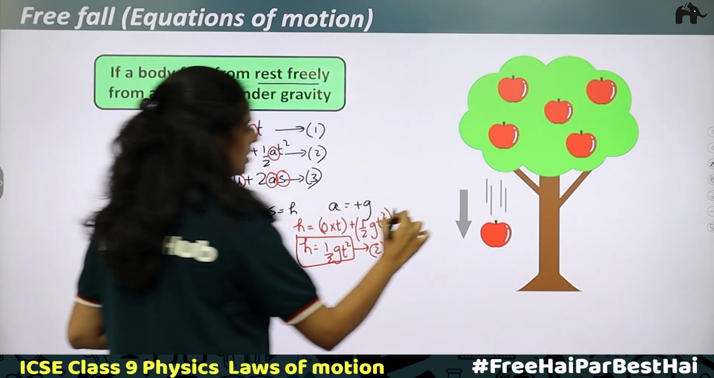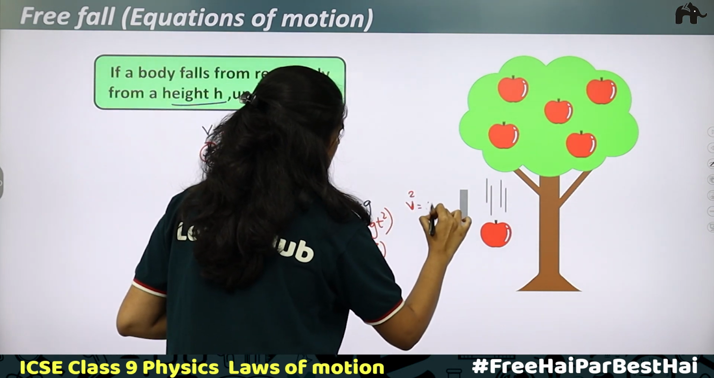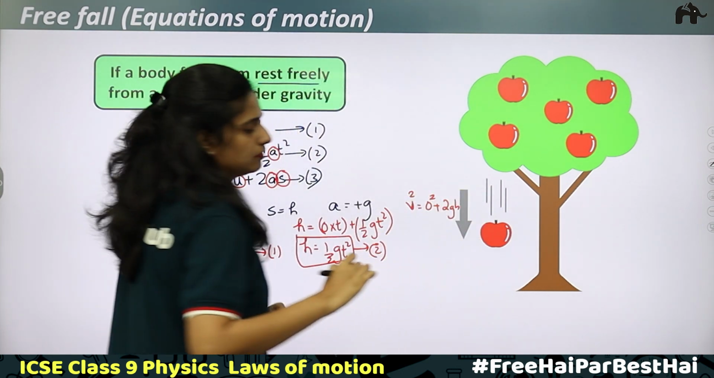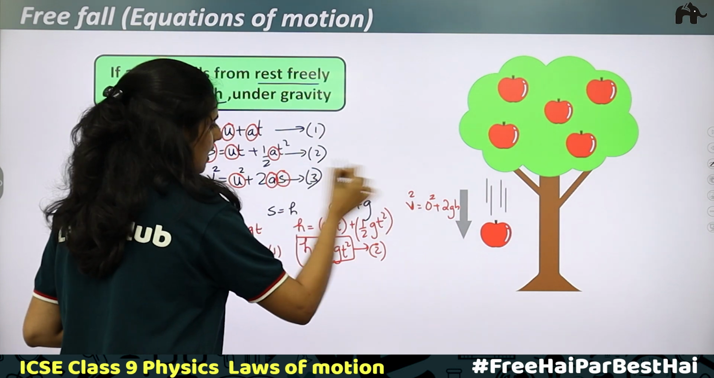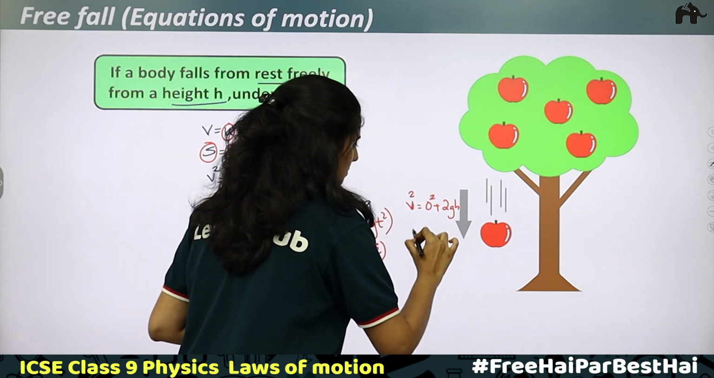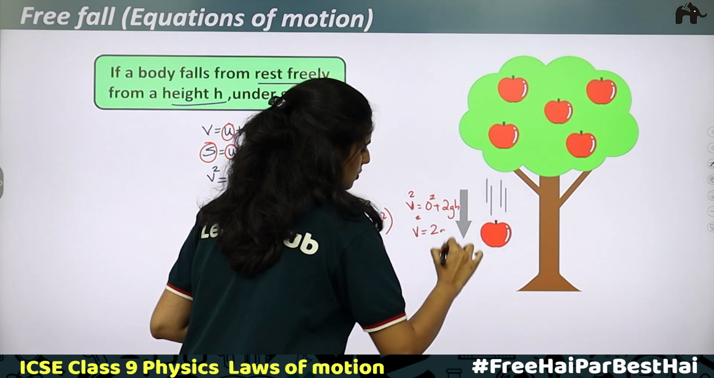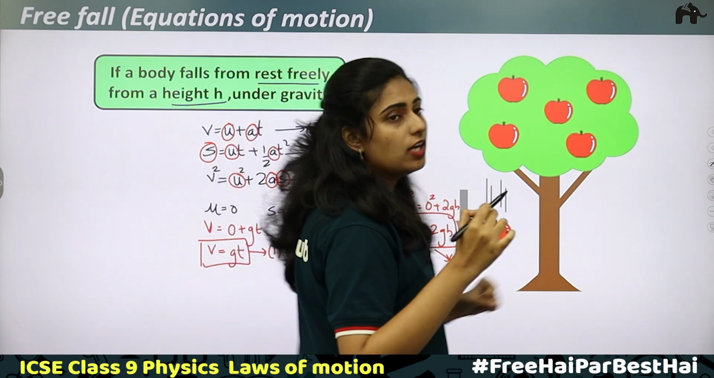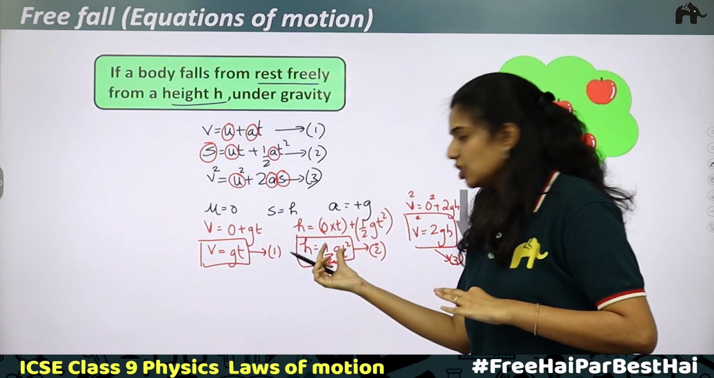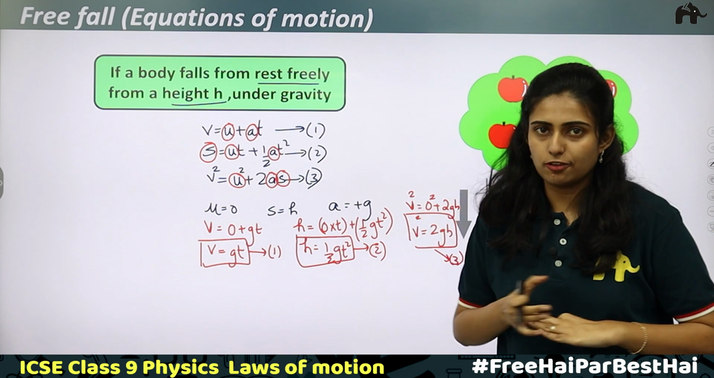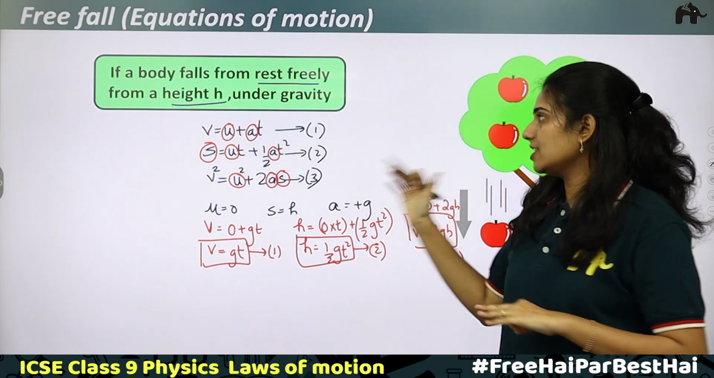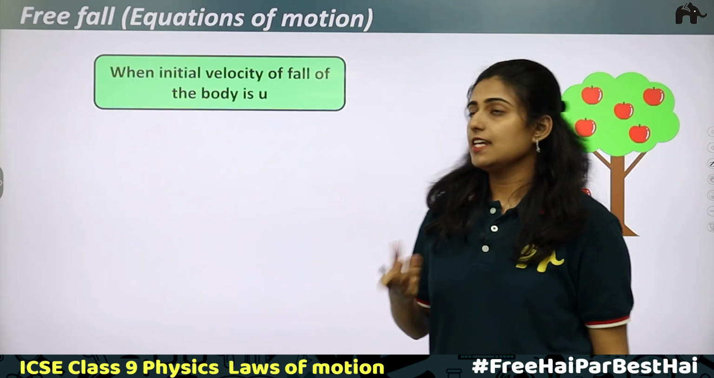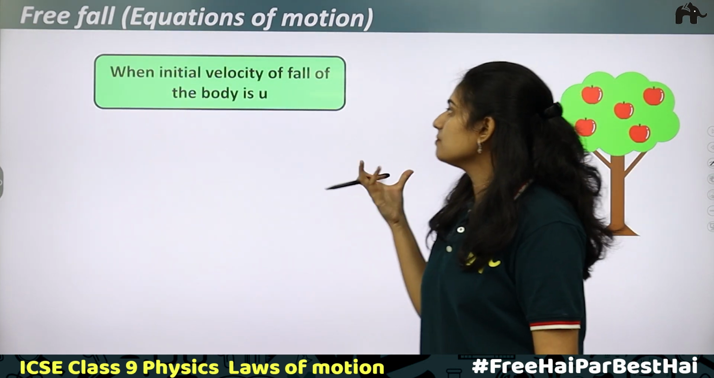Now, the third equation, V square is equal to 0 square plus 2GH. Okay, replacing A with G and S with H. Then what is V square? V square will be equal to 2GH. This is the third equation. So, we got 3 new equations. These equations are when the body is under free fall. There is no force other than gravity acting on it. It is moving in the same direction in which the force is acting. Clear?